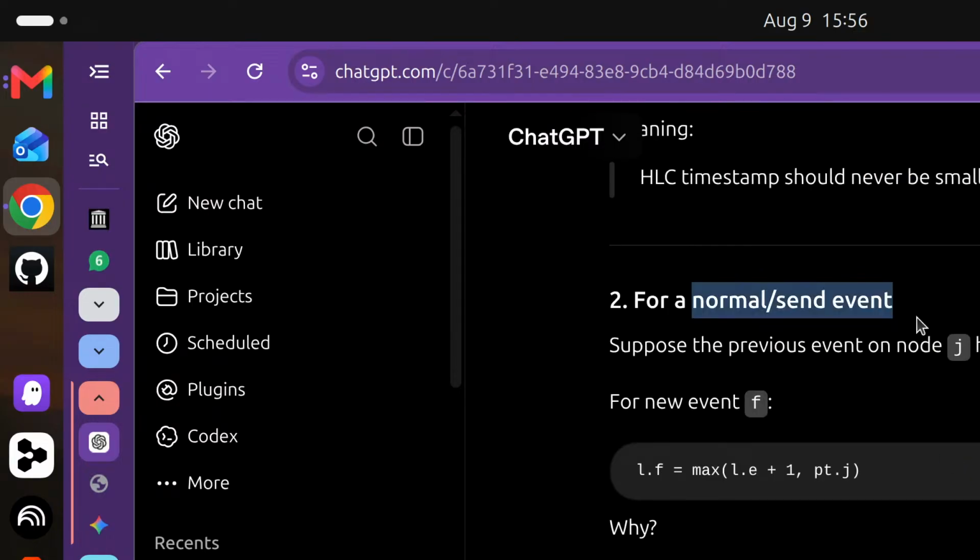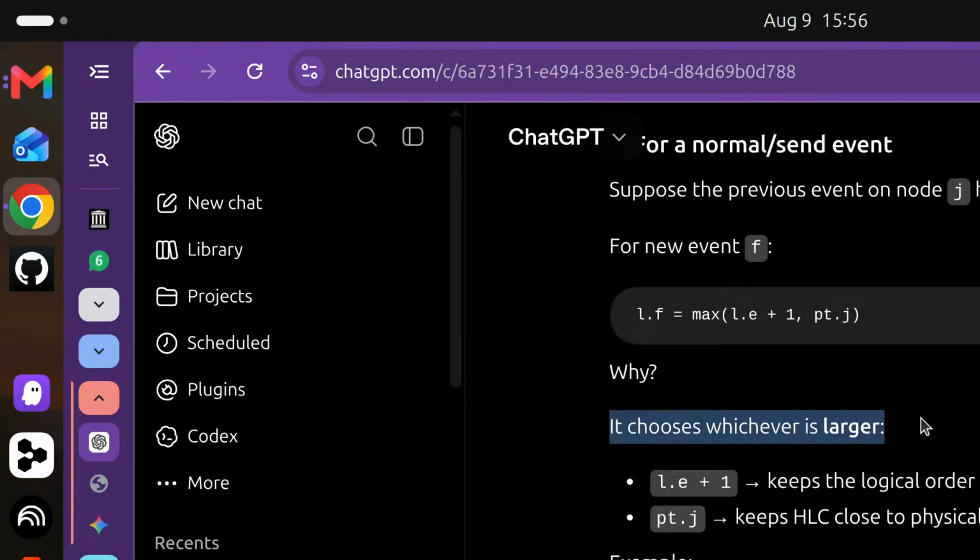Okay, for a normal or send event, suppose the previous event on node J has timestamp L of E, right? For new event F, L of F, the logical timestamp of F, must be the maximum of L of E plus 1 and the physical time. Why are we adding 1 here? Because we want it greater than this, and also greater than or equal to the physical time of F. So it should be whichever is larger. L of E plus 1 keeps the logical order and the physical time keeps the HLC close to physical time.